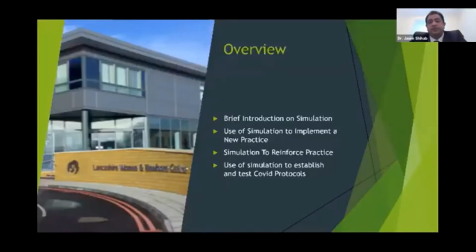So basically what I'll be doing in the next half an hour, 40 minutes, is give a brief introduction on simulation. I will tell how we use simulation to implement a new practice with a certain example of delayed cord clamping. I will also show how we use simulation to reinforce practice by designing a specific simulation course for the trainees in our hospital. The last bit will be on how we use simulation to establish COVID protocols.